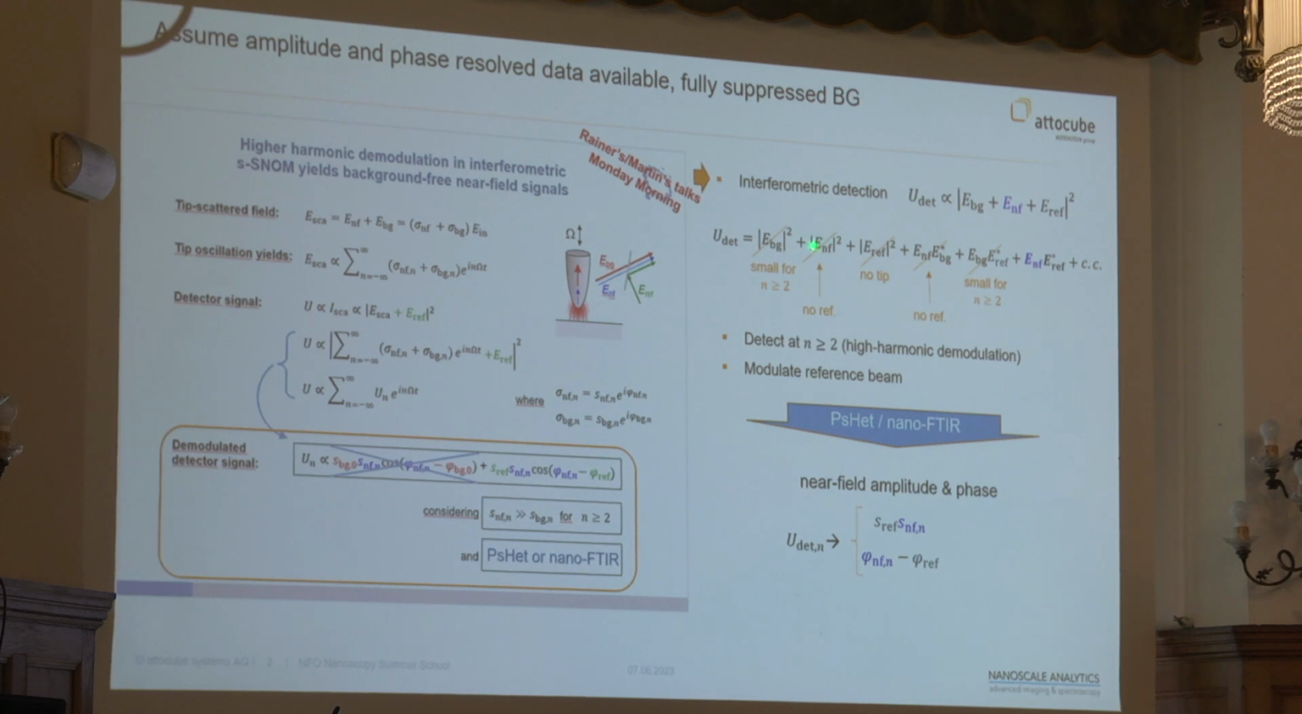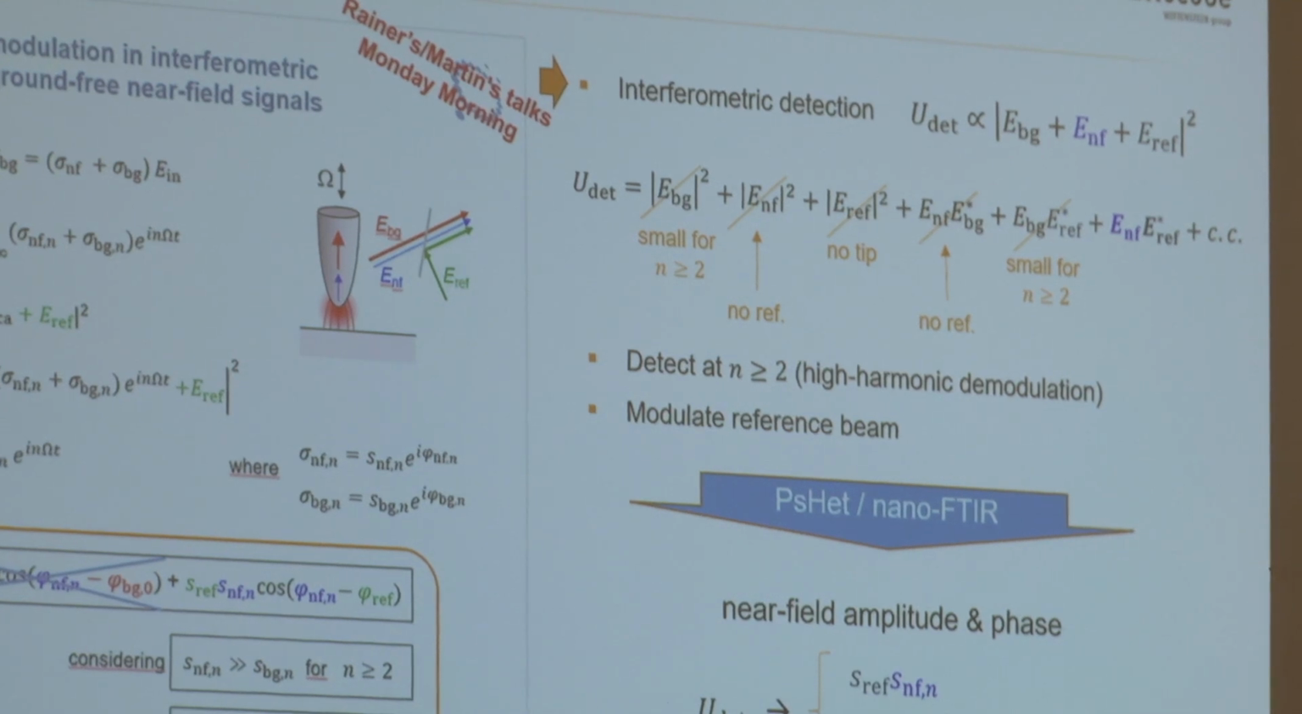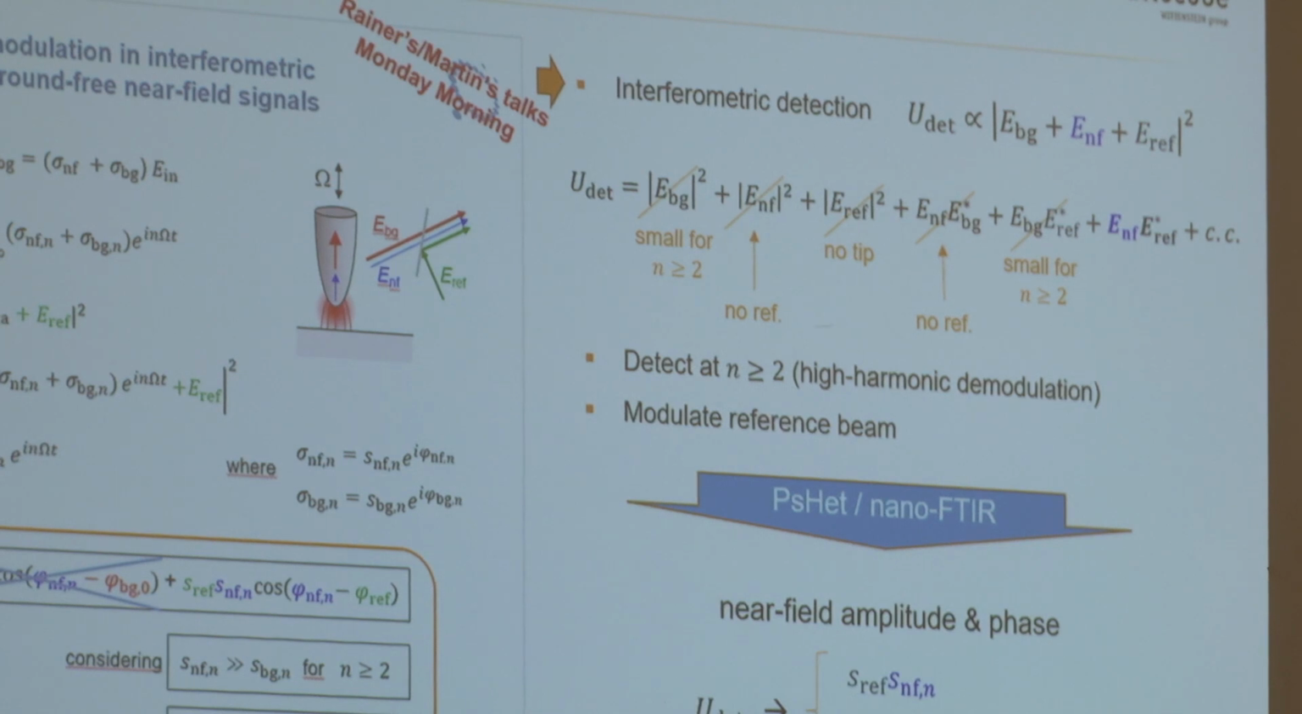The near field term doesn't depend on the reference, which means that if you're doing phase modulation of your reference and then detect the signal related to this modulation, let's say a lock-in with sidebands, or nano-FTIR when you do the full Fourier transform, then this term is also gone. This is pure reference. It doesn't have the tip involved, so if you demodulate at high harmonic again, this term is also gone. Near field times background doesn't have the reference, so if you're demodulating with respect to the reference signal, this one is gone. Background times reference is also gone with high harmonic demodulation above 2. The only term left is the product of near field times the reference. That's what you essentially measure in nano-FTIR and PSHet.